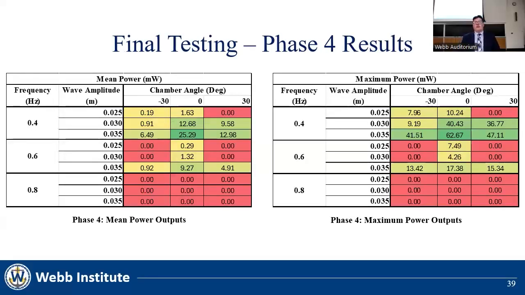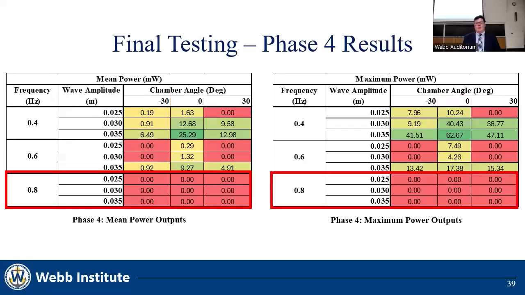The figure on the left shows the completed testing matrix for mean power outputs, and the figure on the right shows the completed testing matrix for maximum power outputs. A key takeaway here is that the 0-degree chamber angle always produced greater outputs than either -30 or +30 degrees. Additionally, the 0.8 hertz condition still showed an inability to get past its startup torque threshold.